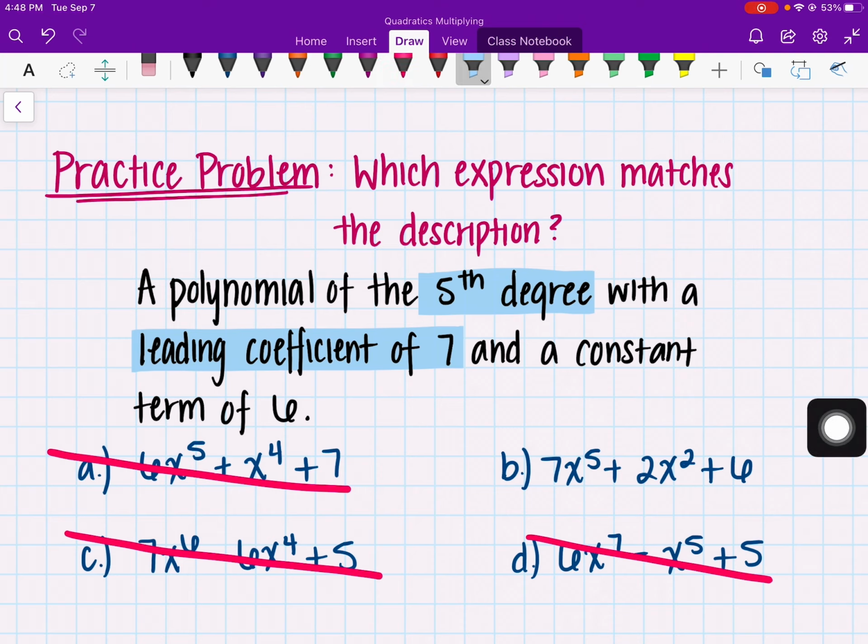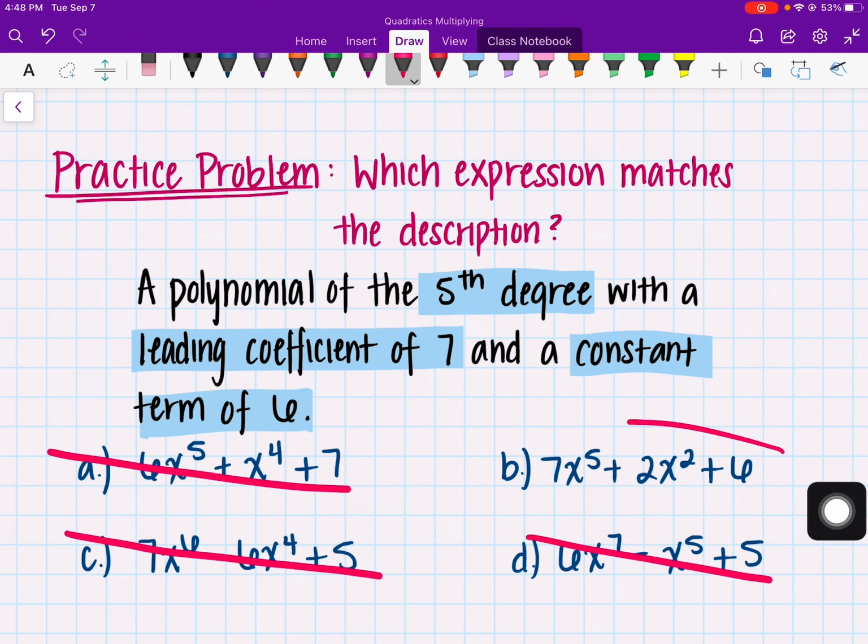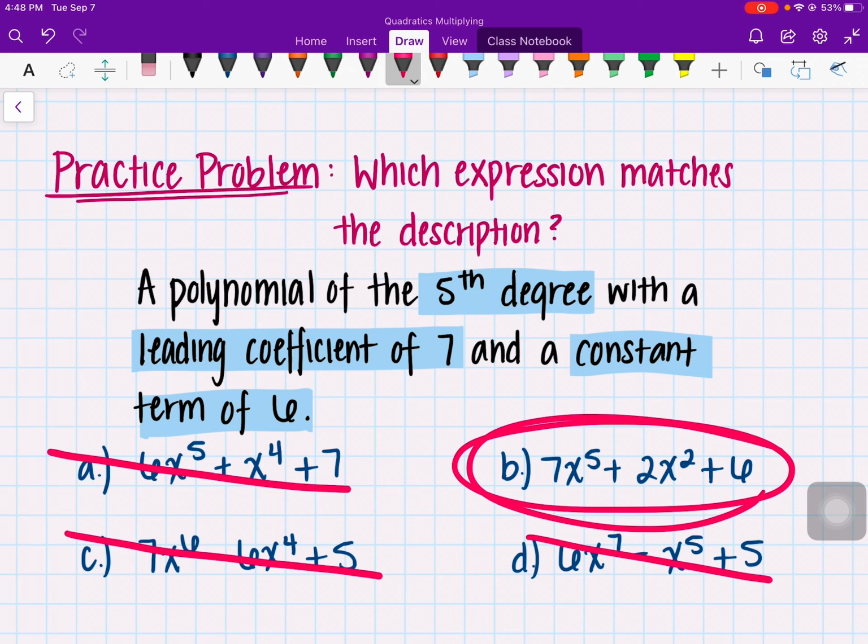And last thing they're mentioning is that the constant is 6. So the number that's by itself is 6. So our final answer here would be B. Okay.